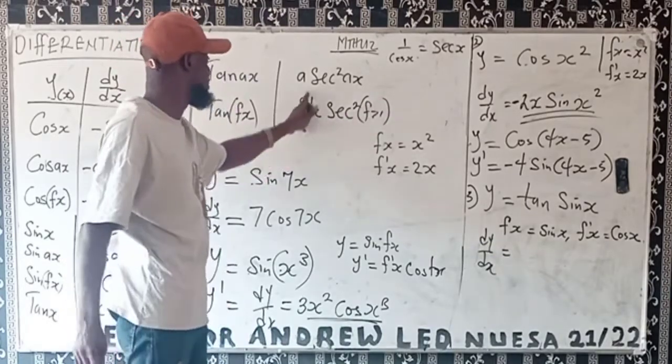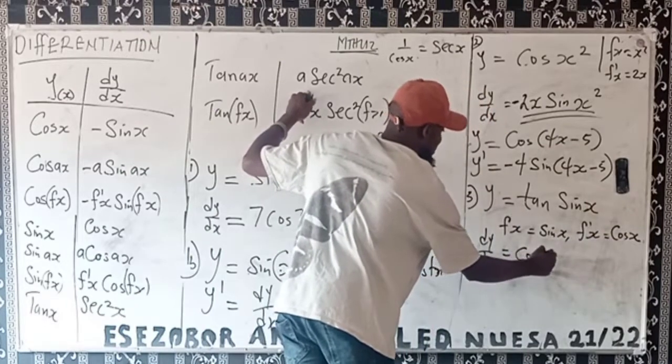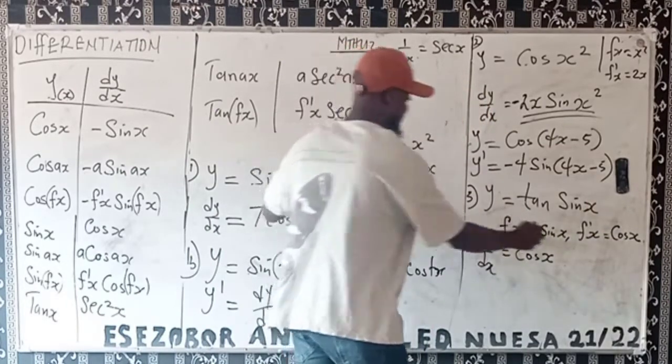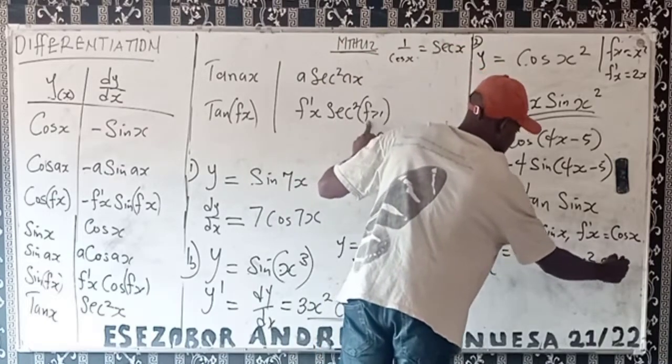So what is the f prime of this function of x? It is cos x. If we put the cos x down, which is the f prime, there's sec square of that function of x, which is what? Sin x.